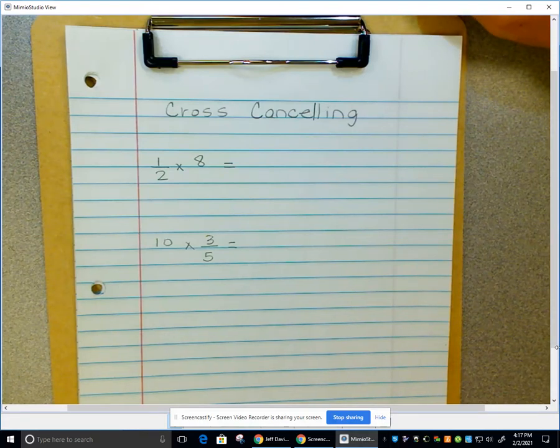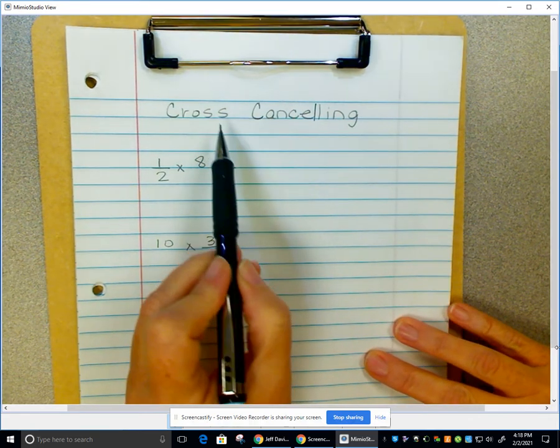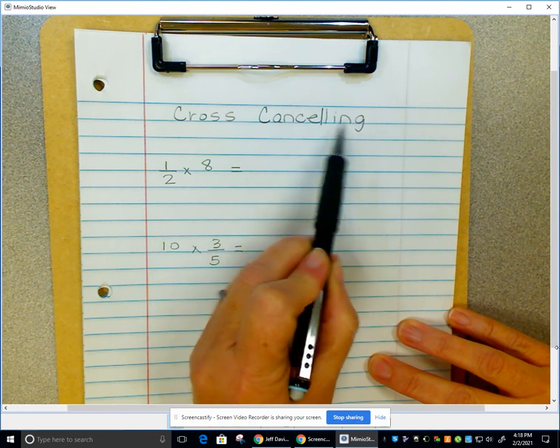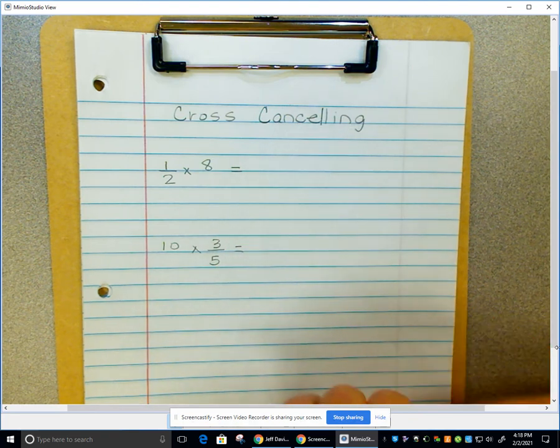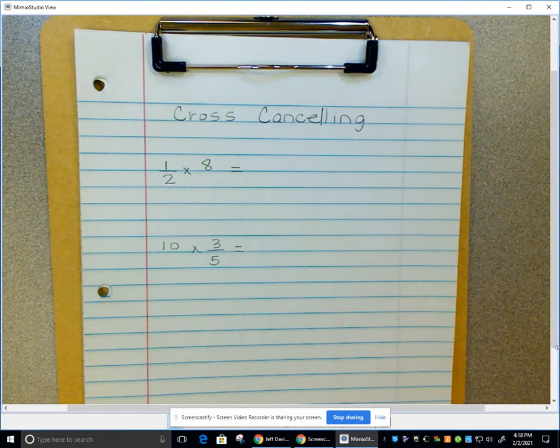Today, we are going to do a quick lesson that'll give us a break from the other lessons that we've had. And we're going to look at something called cross canceling. That's the whole purpose of doing this lesson, so that you can learn how to cross cancel. So let me show you what that means.